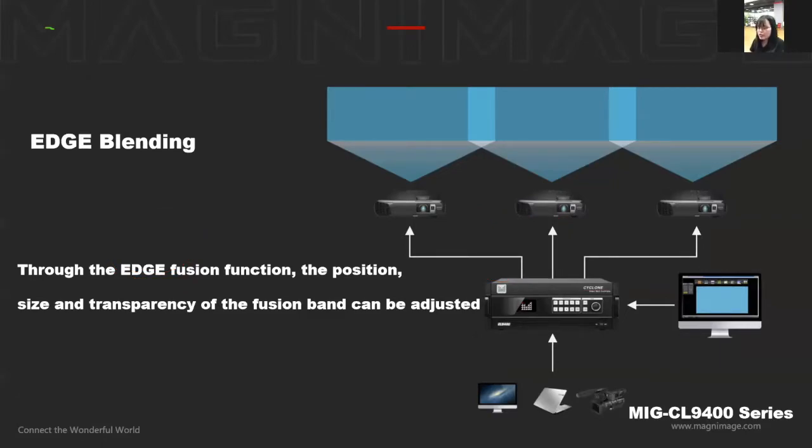Except for the LED screen, Signal can also apply to projector projects, like edge blending. Adjust this area for the precision, size, and transparency. Then, after adjusting it, we can realize the best effect.